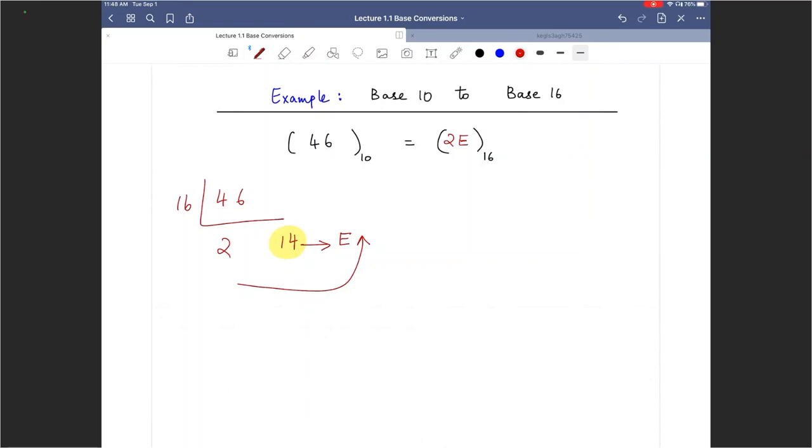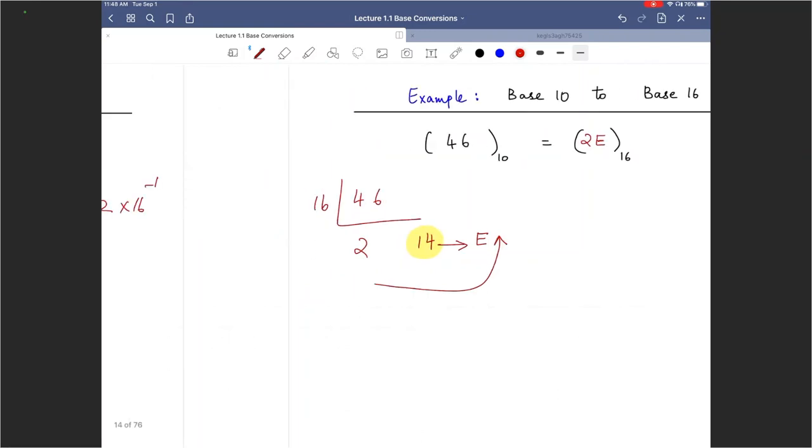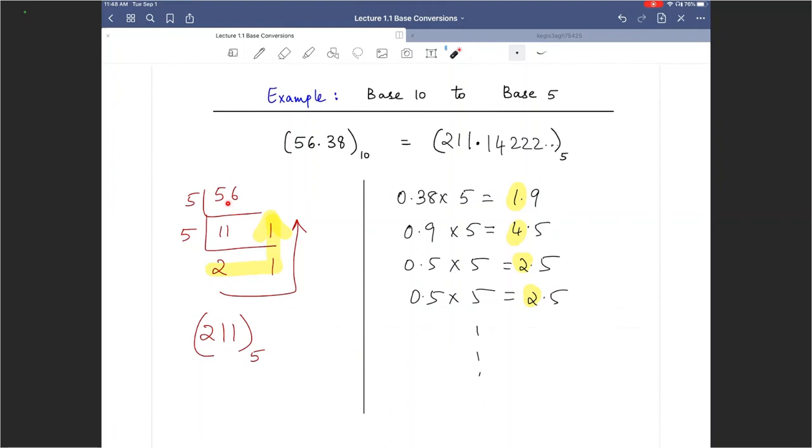Question: why don't we use the scientific notation method for bases 10 to 5 on the last example? We did. You see, we took 56, divided it by 5 and recorded the remainders. And we took the fraction part, 0.38, and kept multiplying by 5 to get the number in base 5. So that is actually using positional significance.